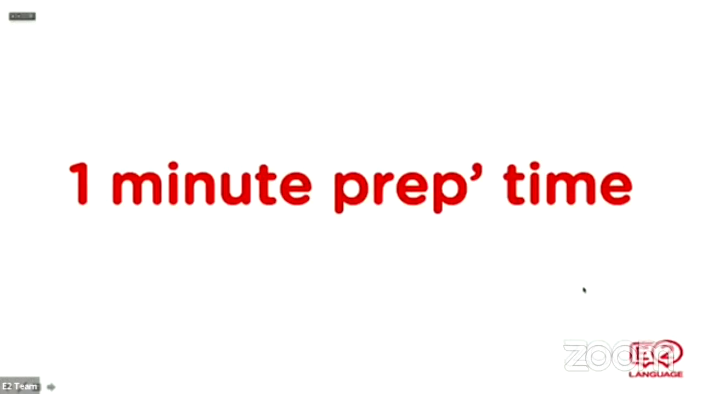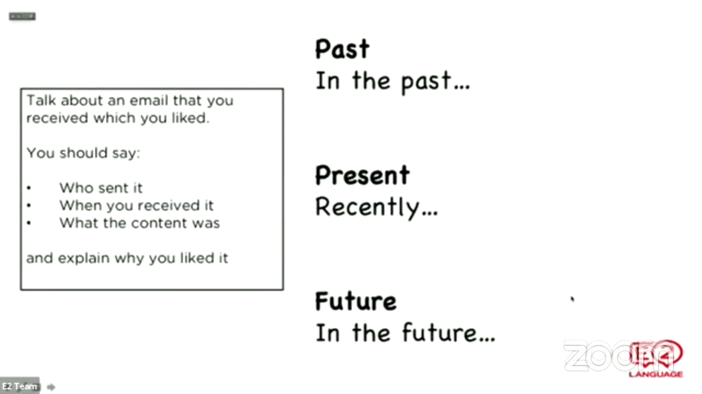So you get 1 minute preparation time, and this is extremely important before you start talking for the 2 minutes. You want to do this: in the past, recently, in the future. These are your 3 time markers for your 3 stories.